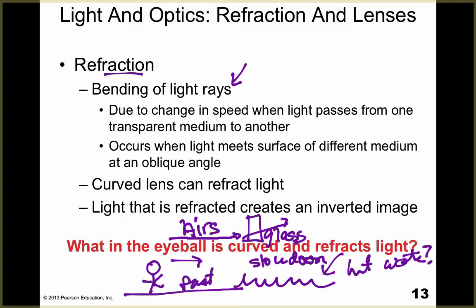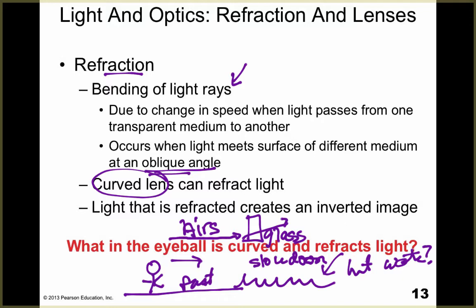Anytime we enter it at an oblique angle, this will happen. So curved lenses, which is what we see in the eye and even on the cornea, are going to refract light. Light that's refracted essentially creates inverted images.